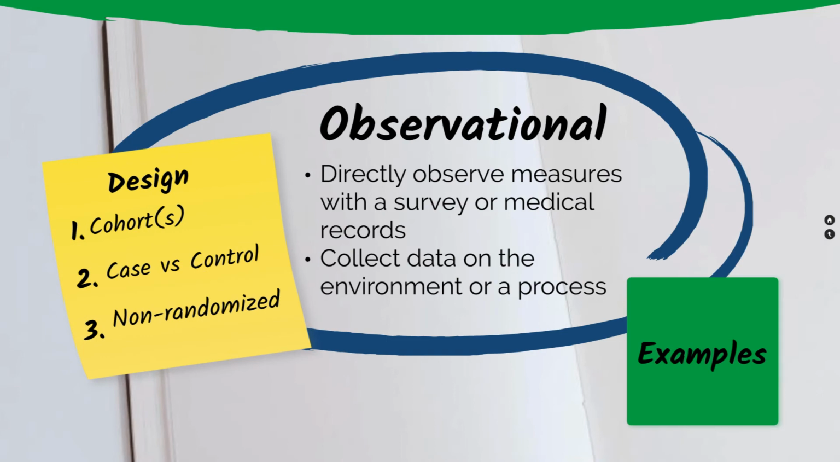Experimental studies are not always possible. Oftentimes, observational studies are either more convenient or the only possible way to collect data. This is when you directly observe measures with a survey or medical records, and you collect data on the environment or a process occurring. These are often called cohort designs or case control designs, and they are not randomized. That is, there is no intervention that you are applying to comparator groups.